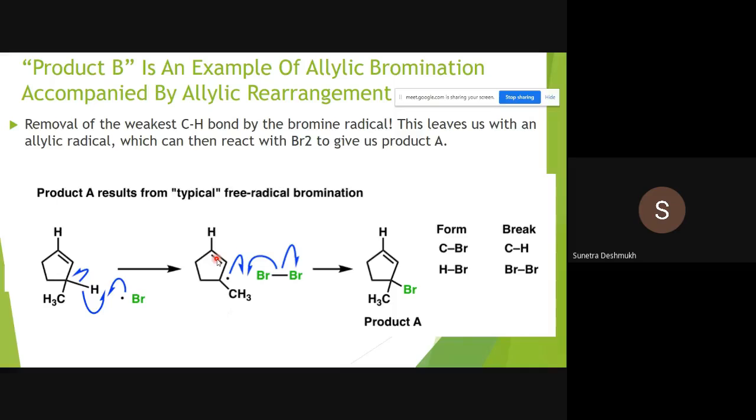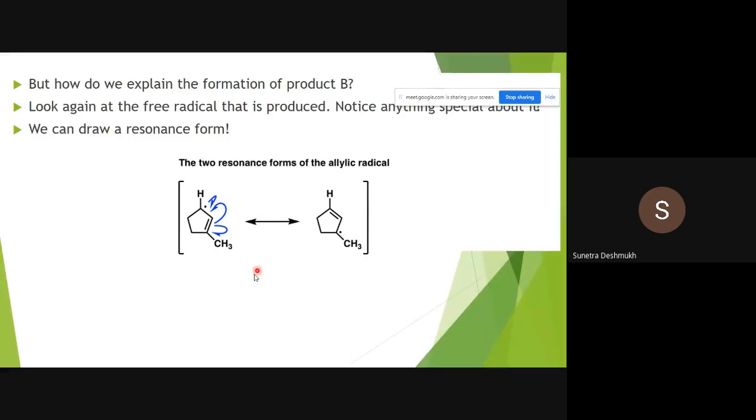For those answers, every time we cannot help you out because you are going to complete your masters. You have to search out your things on your own. So the minor product is getting formed. Now next one, how do we explain the formation of product B, which is major?